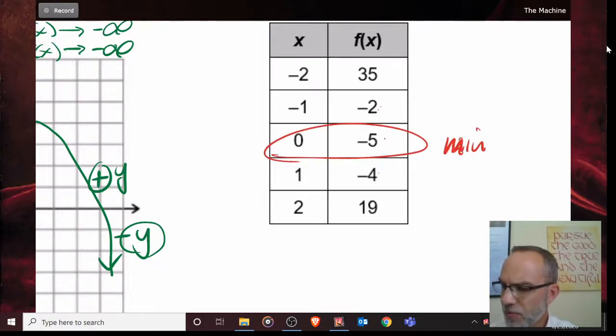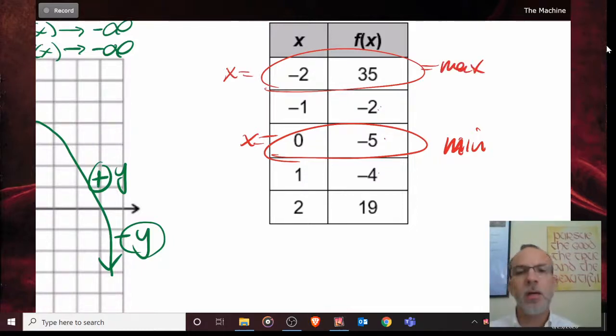The minimum value is 5. It happens when x is equal to 0. And the relative maximum is here. 35 is the maximum, and it happens when x is equal to negative 2. Okay. Relative minimums and maximums.